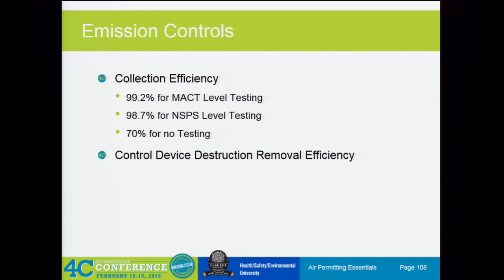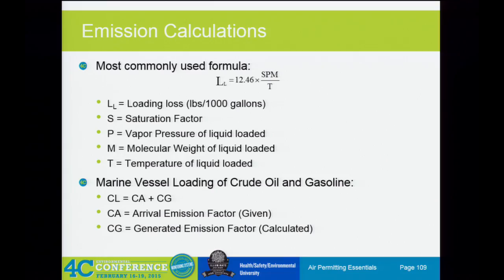You do the loading equation and calculate the loading losses, and then you multiply that by the collection efficiency, and that's how much gets routed to the flare, and then you multiply that by the flare's control efficiency. All right? Does that make sense?